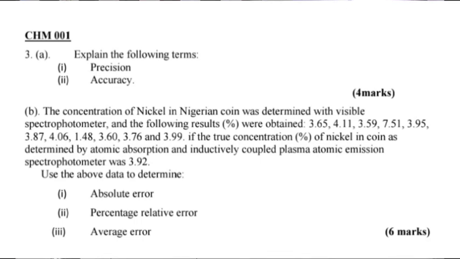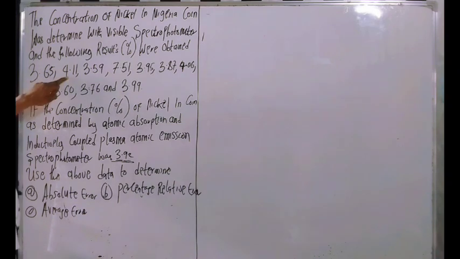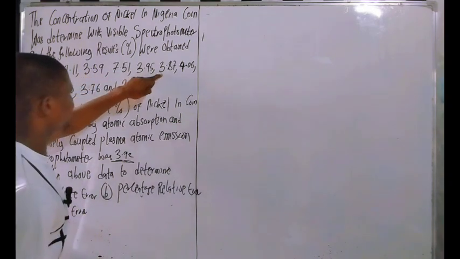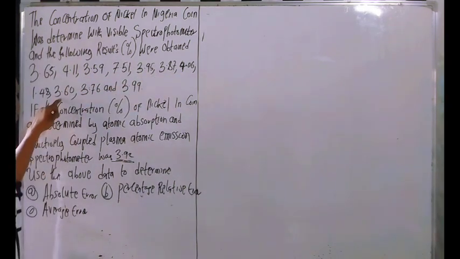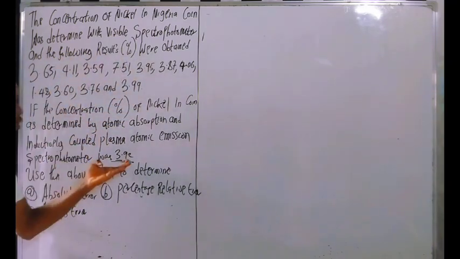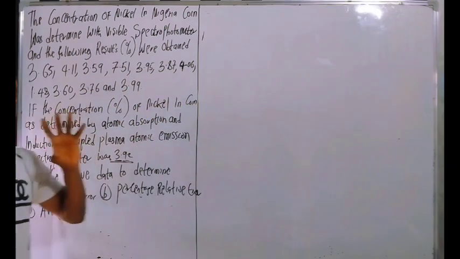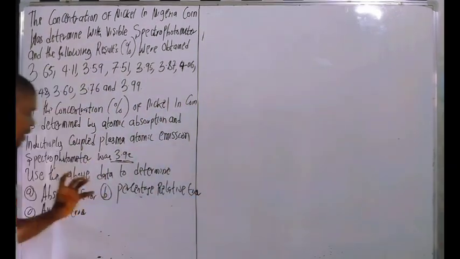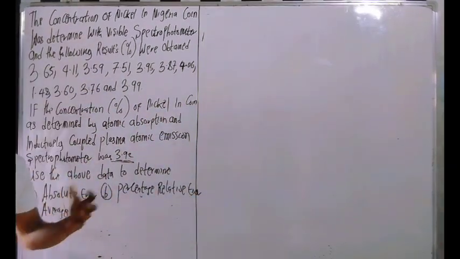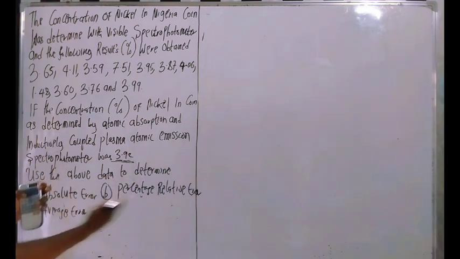So how do you tackle this type of problem? It's very easy, and I'm going to break it down for you. These are all my measured values. Let's count them: 1, 2, 3, 4, 5, 6, 7, 8, 9, 10, 11. So we have 11 measured values, and this is called the true value. Now, I want to give you all the formulas to calculate these things.